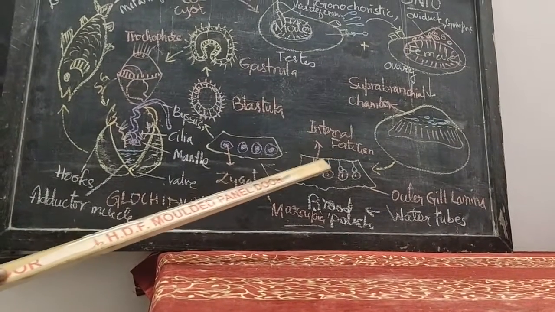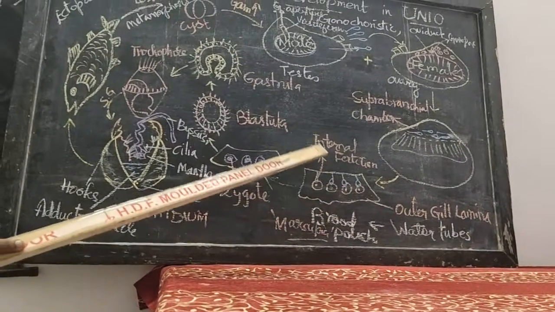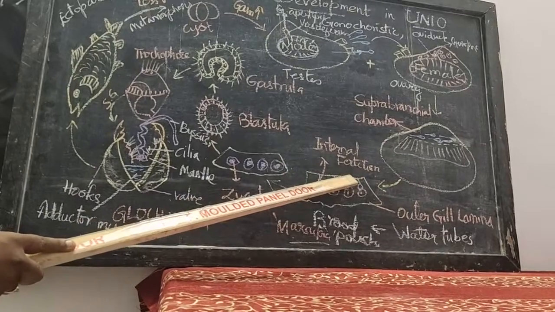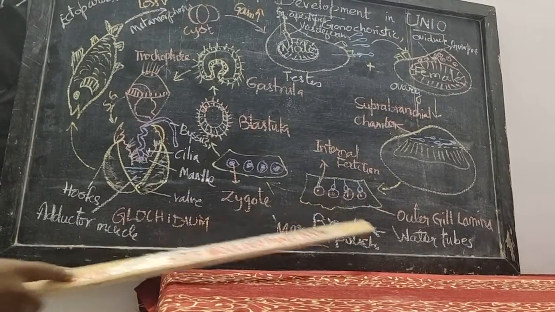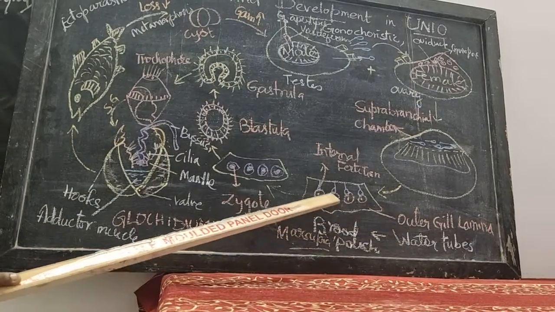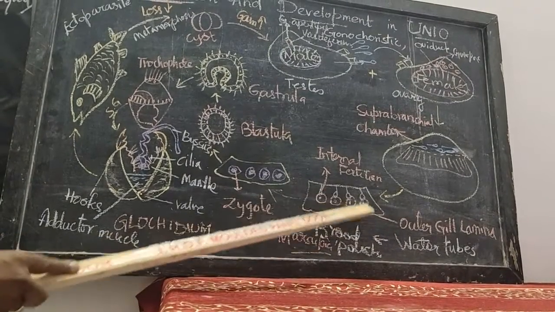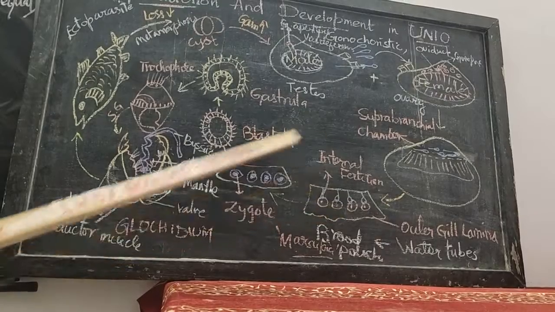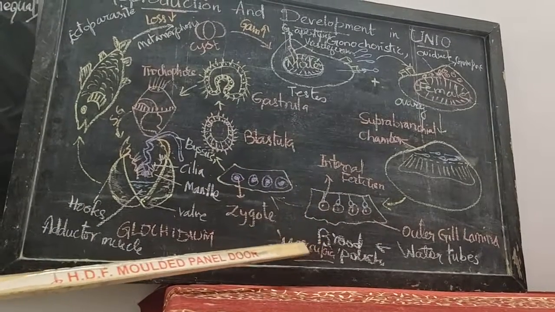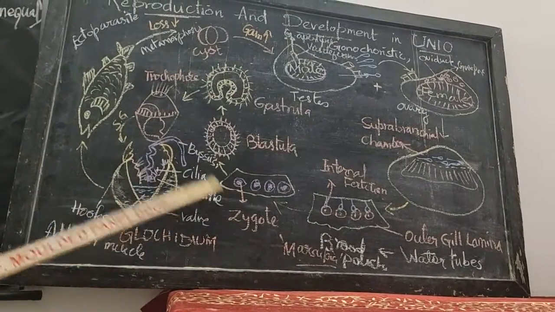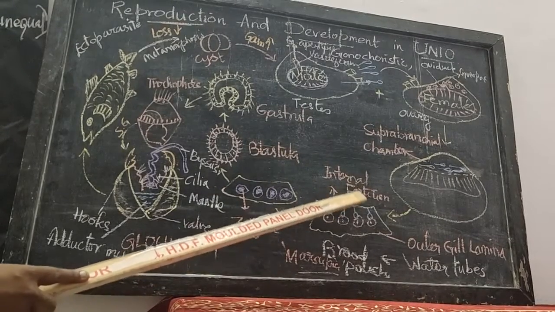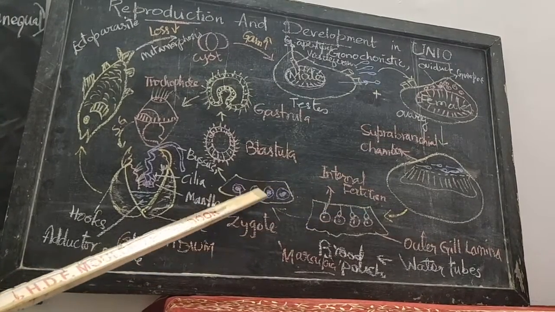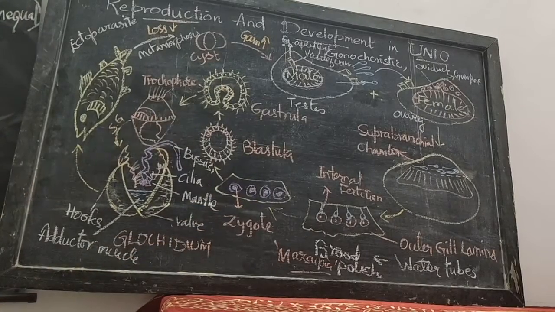So in the last video we have understood that there is internal fertilization that takes place within the outer gill lamina part, exactly in the water tubes of it. Hence, this is the part in which further embryonic development takes place, hence we call it as marsupial or brood pouch. So the product of internal fertilization is called as zygote.